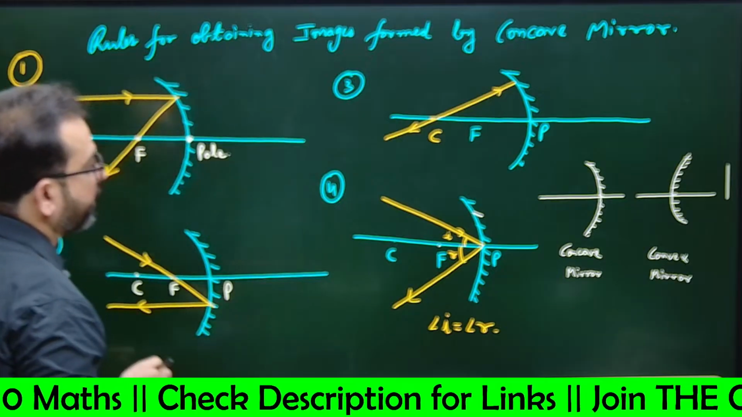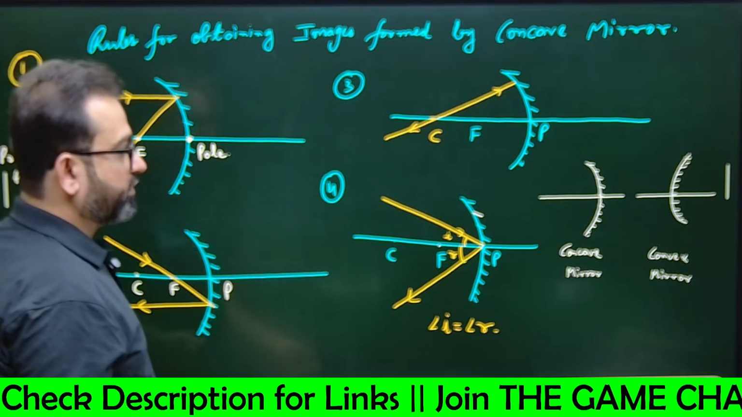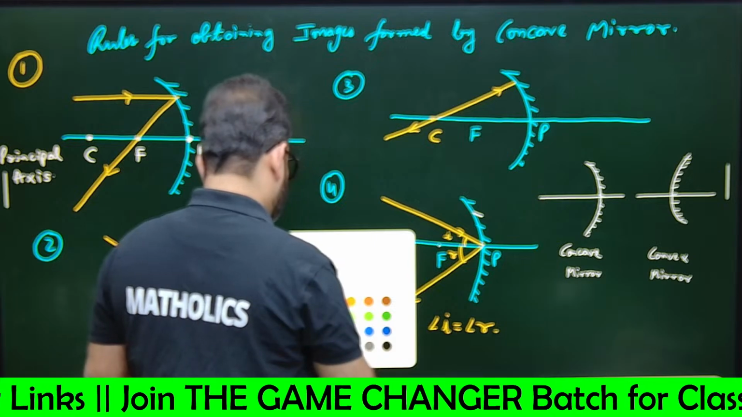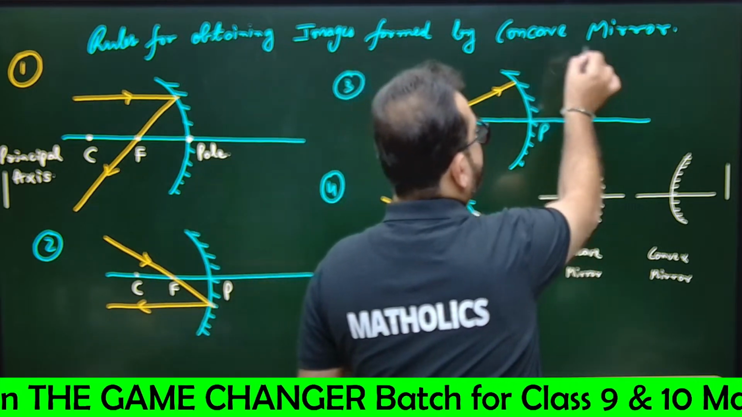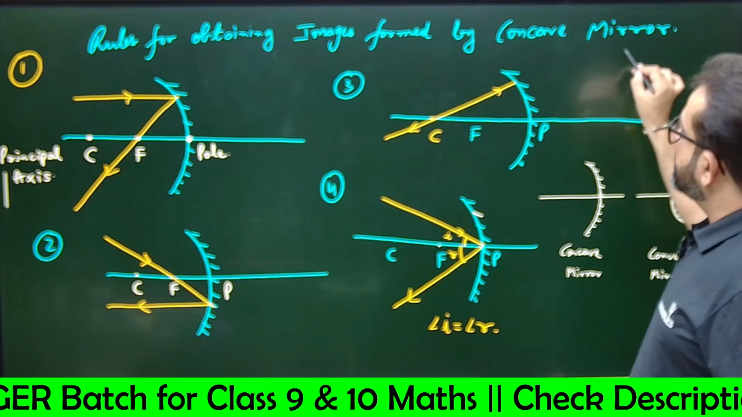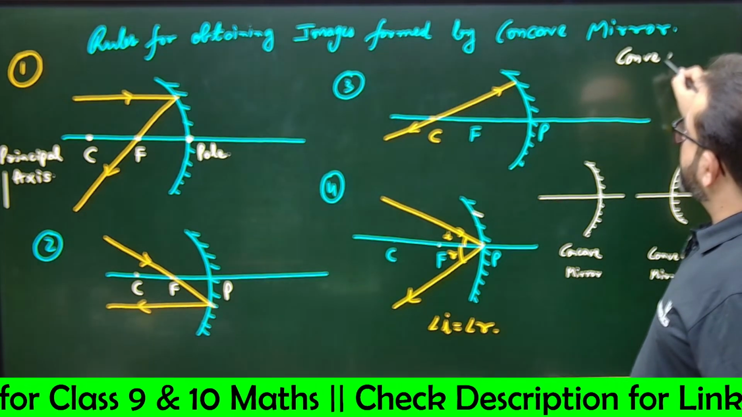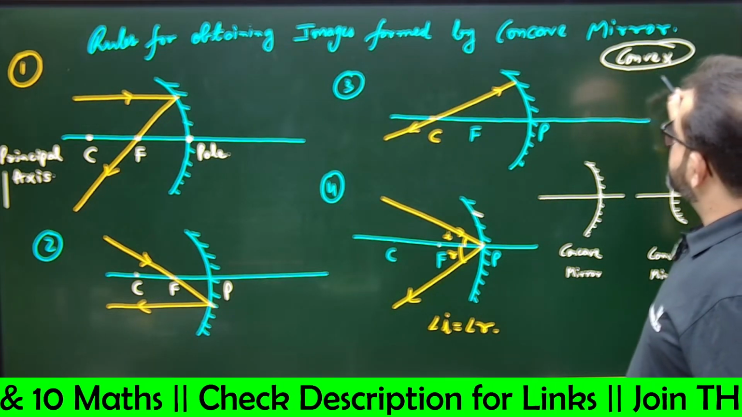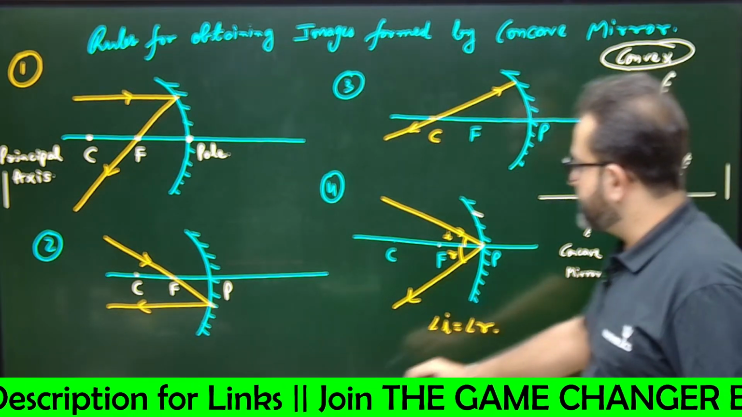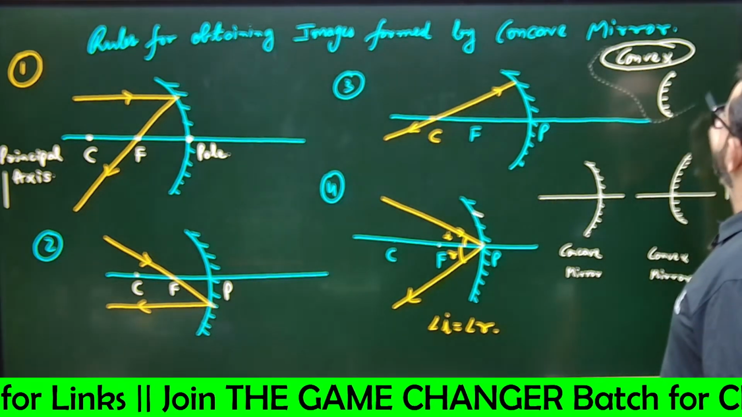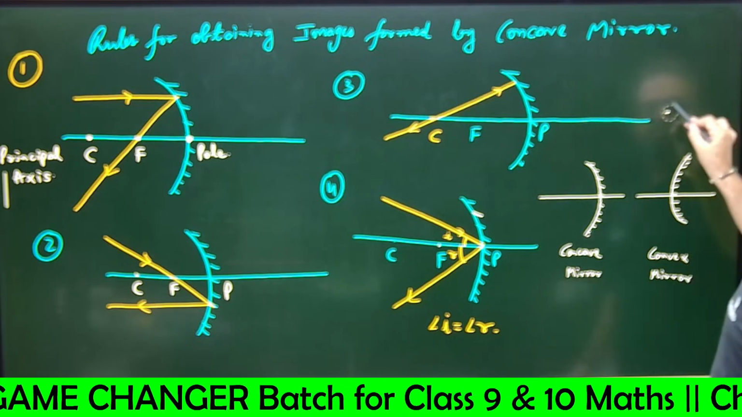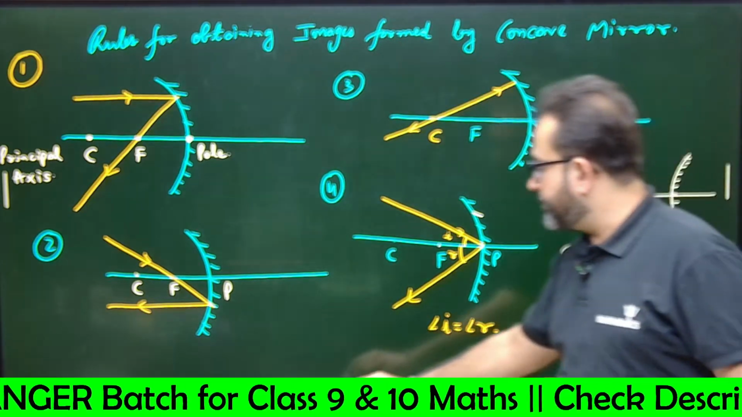For concave mirrors, let's see how to draw a concave mirror. Let me tell you the basic difference between concave and convex. Concave has two C's, while convex has only one C. So the diagram will be like this. This is the main difference between concave and convex mirrors.